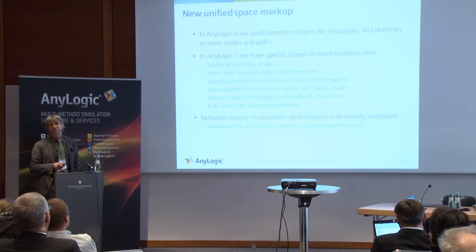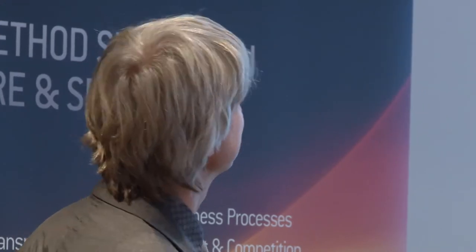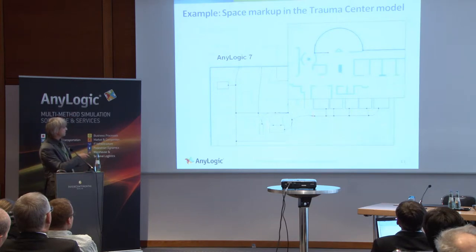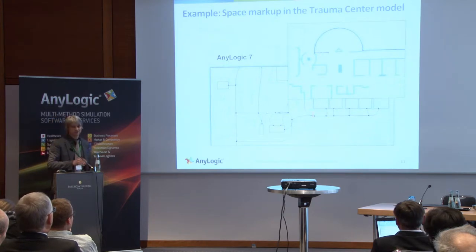You probably remember that in AnyLogic 6, we do use just general shapes like rectangles and polylines to mark up your layouts. Like this. In AnyLogic 7, there will be special shapes that will correctly link to each other. You will be able to do curved segments, nodes of arbitrary shape, like, for example, that one, etc. So there'll be a special set of shapes for space markup. And they will be recognized by the flowchart objects and agents. And the network with like shortest path things will be built for you for layouts marked with those elements.